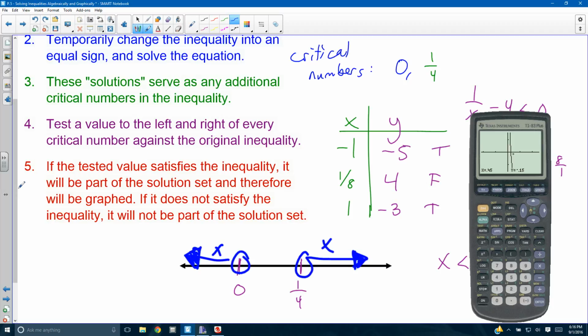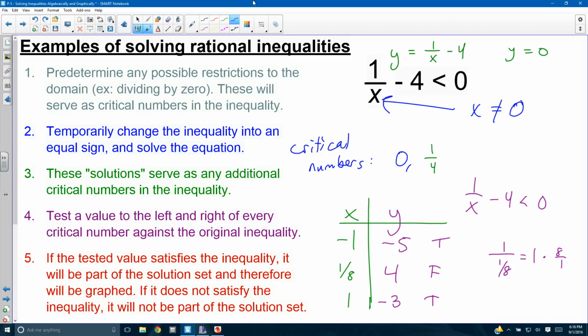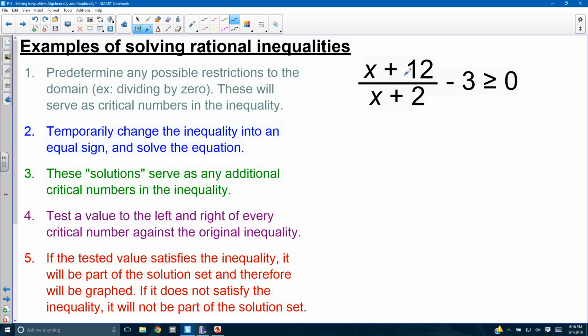Remember where we got 0? It was a restriction in the domain, so we had to get that one first. Okay. I don't know if I plan on graphing any other ones after this, but I will go to the last two examples.